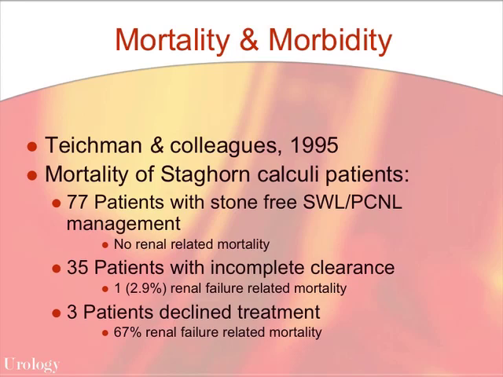Now, there's 3 patients in this group, and it's hard to say exactly what their baseline health status was, but 3 patients that didn't agree to any treatment whatsoever. In this series of 7.7 years of follow-up, all 3 of these patients passed away, and 2 of them were related to renal failure.